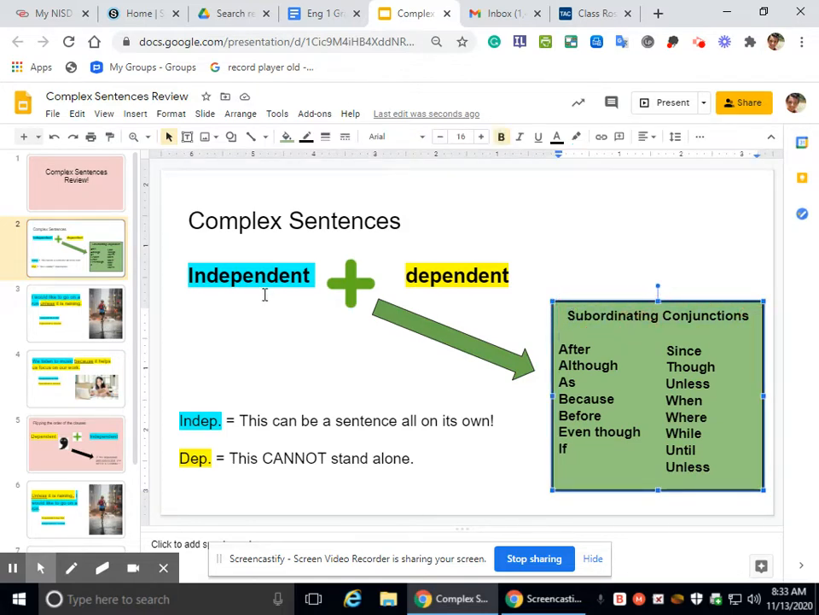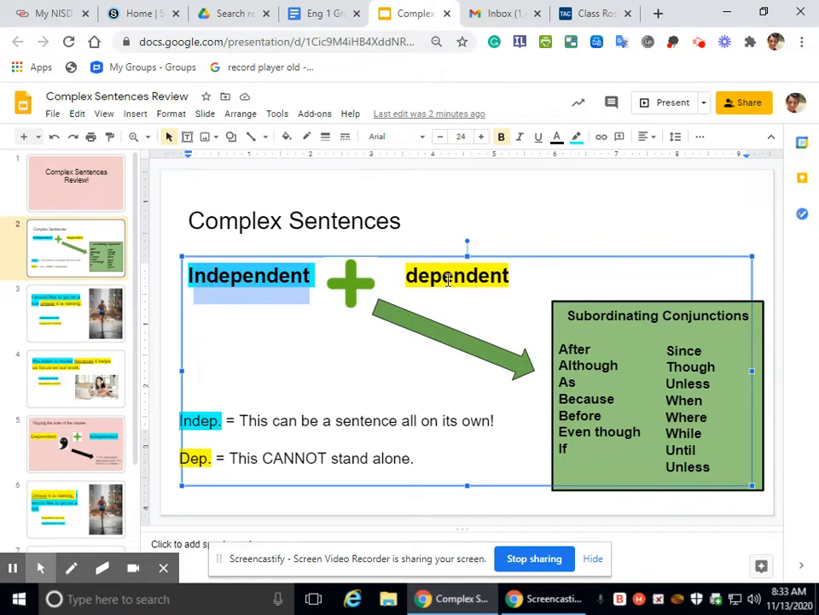So an independent clause is a simple sentence that really can stand all by itself. Typically, these little sentences are short and sweet, but they can stand all by themselves and still make sense, okay? Unlike the dependent part of the sentence, which you can think of as a part of a sentence that by itself cannot make sense. So it needs to be joined together with an independent sentence. So independent plus a dependent.